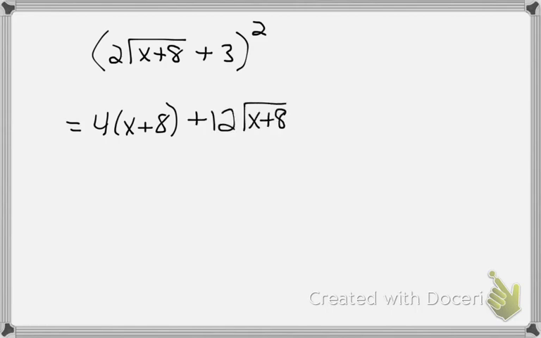What is that? Is your 2ab. Right? AB would just be 6 square root of x plus 8. But 2ab is 12 square root of x plus 8. Plus 9. Next action. Do you see what happened there?